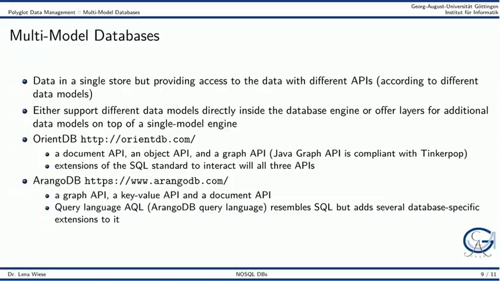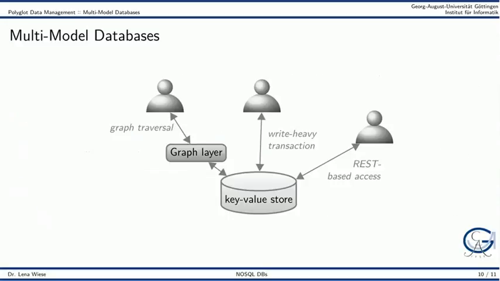Two open source competitors are OrientDB and ArangoDB. Both offer different APIs as well as a SQL-like query language. As an example for a multimodel database, we have here a key-value store with which write-heavy transactions or REST-based access can be supported. Moreover, the database offers a graph layer that can process graph-structured data.